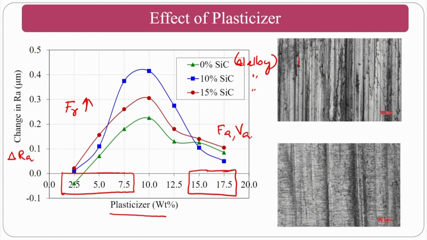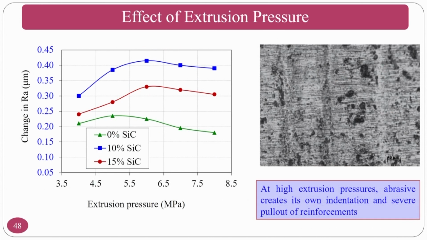For example, this is the ground surface and you have grinding marks. It simply slides over. That means it is only shearing the topmost part of the peak, not the other region. But if you see the middle region, like 10 to 12.5, what is happening? Your FA, your FR and your VA are approximately optimum, because of which you are going to get a better surface roughness change. Okay. Now you can see the extrusion pressure.